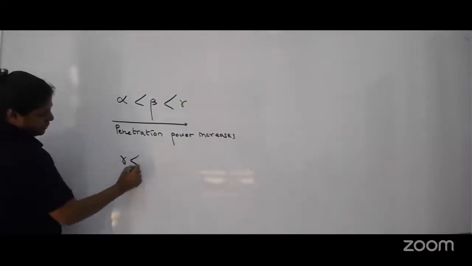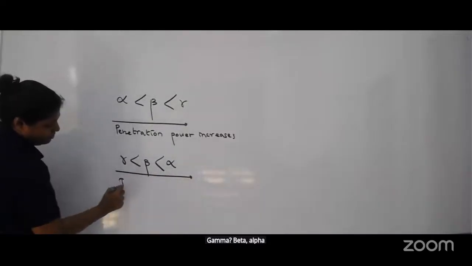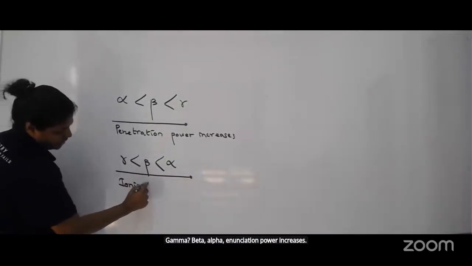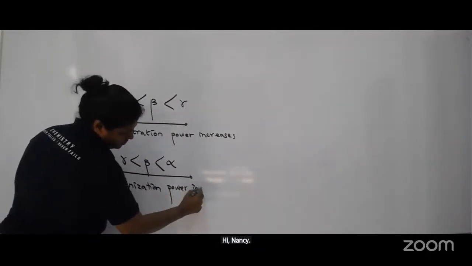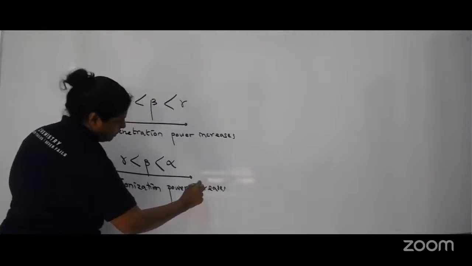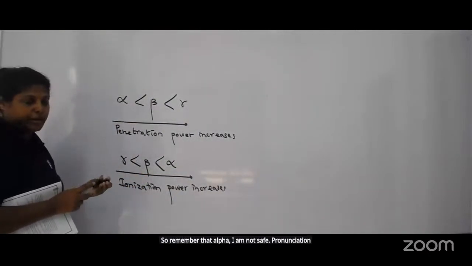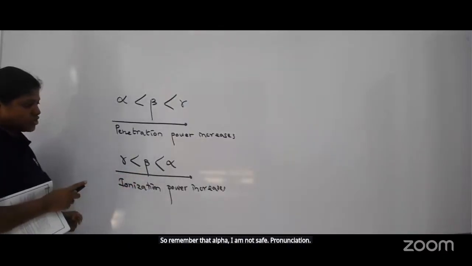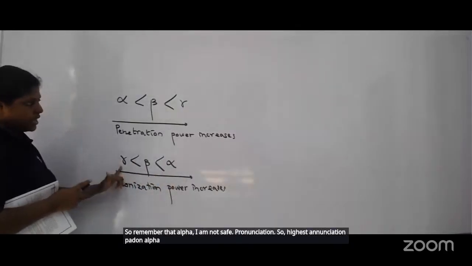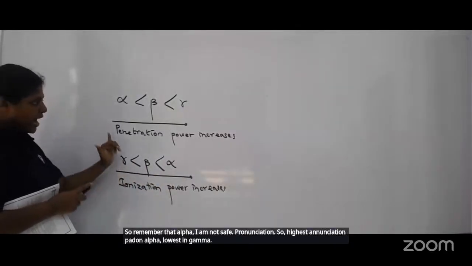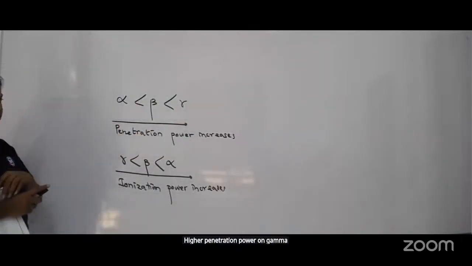Gamma, beta, alpha: ionization power increases. So remember that alpha has the highest ionization power and gamma the lowest. Gamma has the highest penetration power and alpha the lowest.